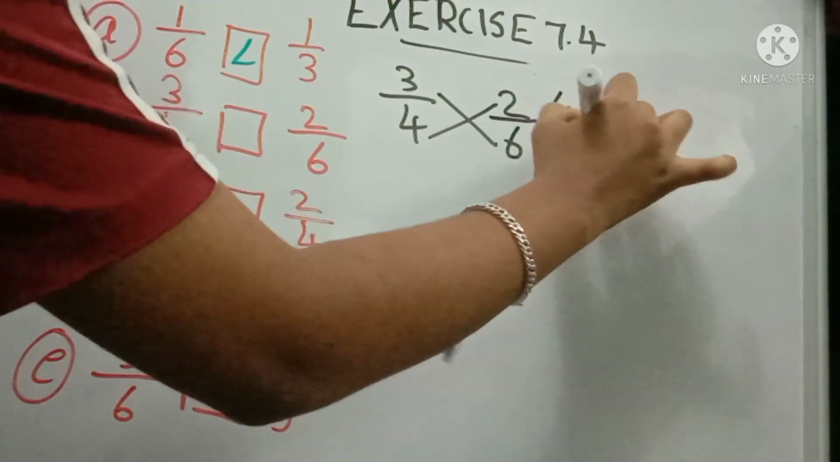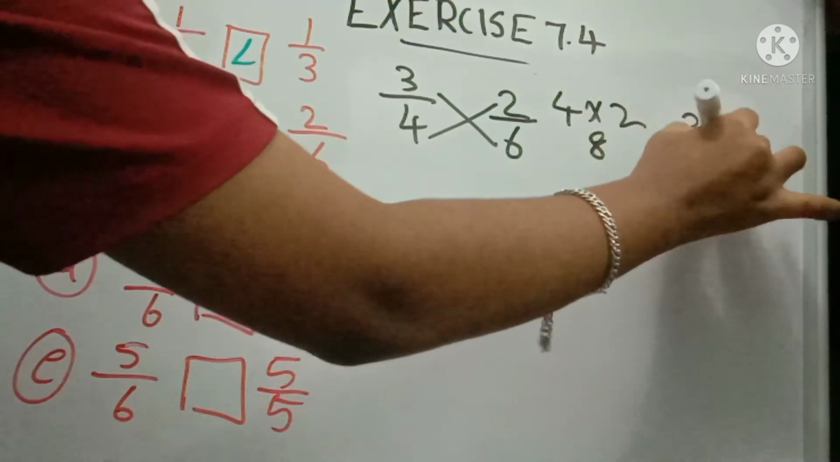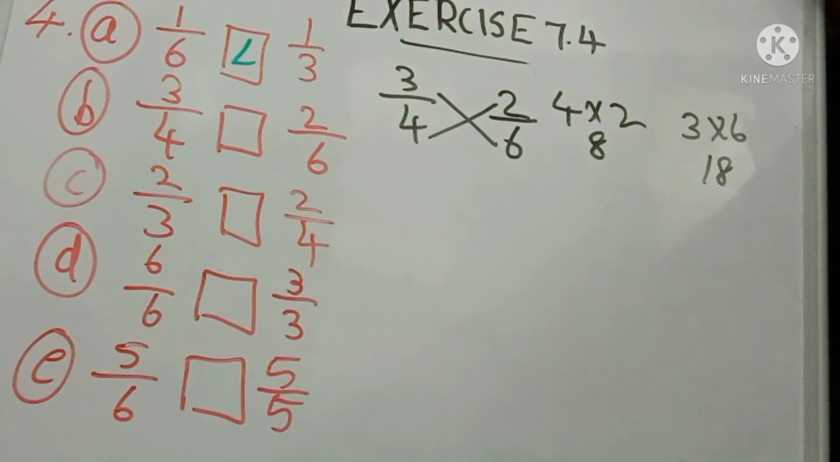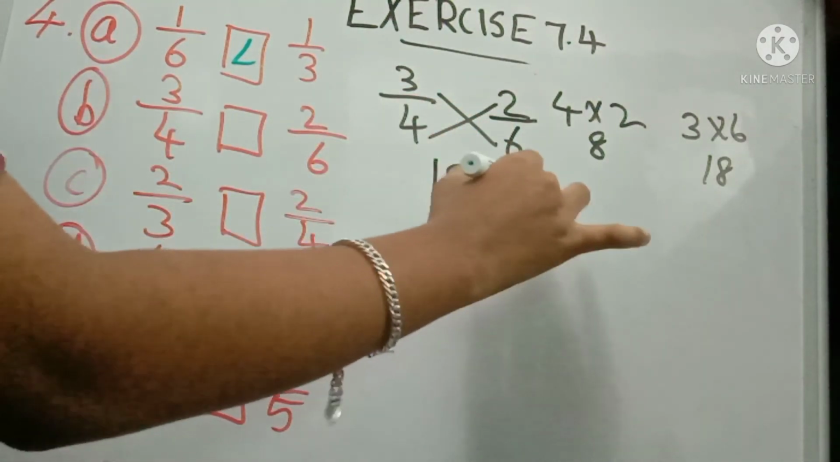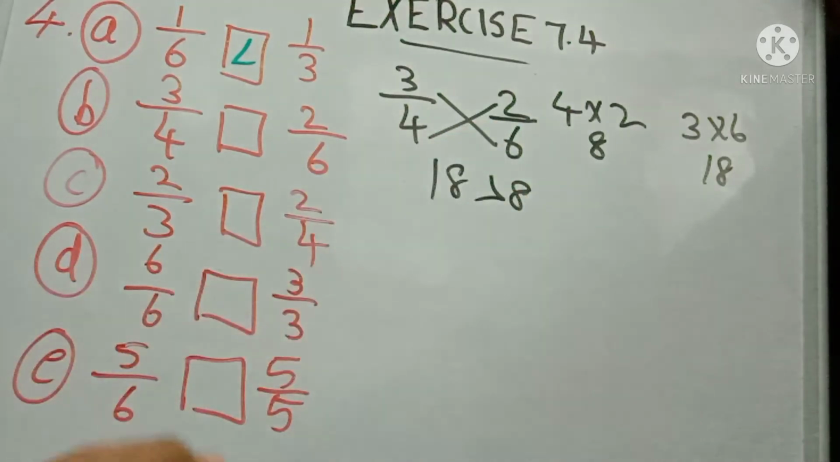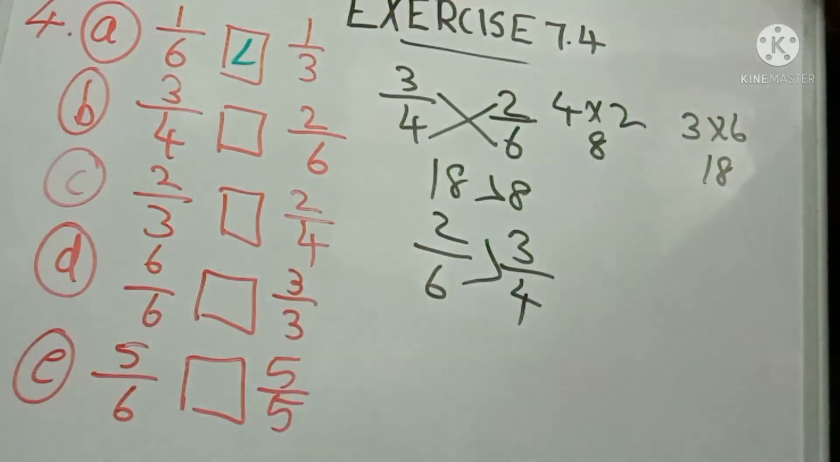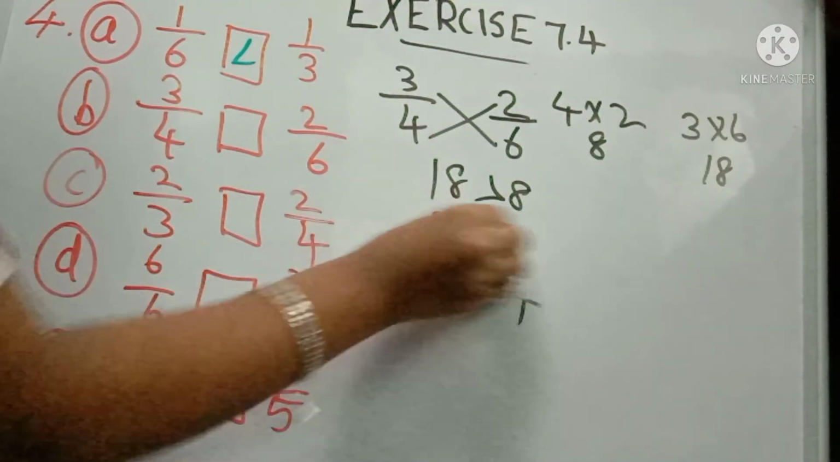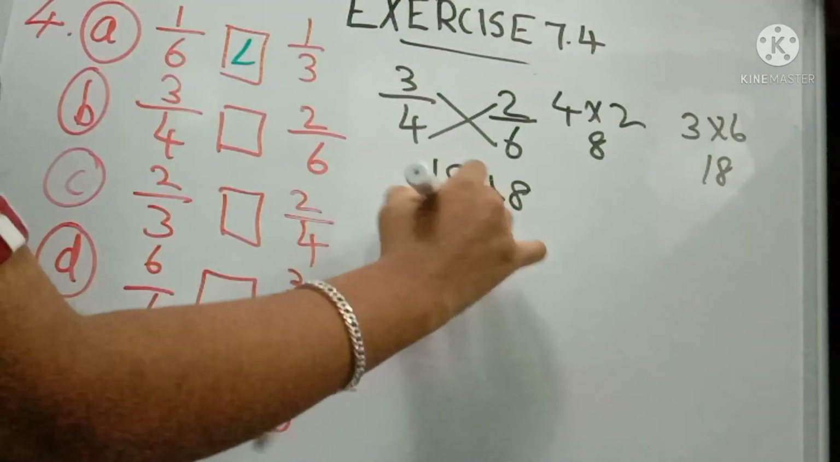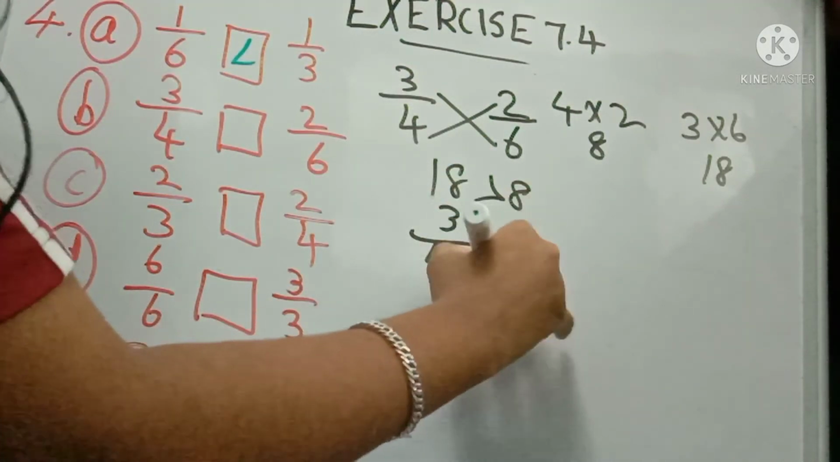4 into 2 that is 8 and 3 into 6 that is 18. ഓക്കെ, അത് കഴിയുമ്പം 18 ആണോ 8 ആണോ വലുതെന്ന് നോക്കുക. ദാറ്റ് ഈസ് ഡെഫിനറ്റ്ലി ഇറ്റ്സ് 18. സോ 2/6 is greater than 4/3. So which one? Sorry, I just got a mistake here. 3/4 is greater than 2/6.